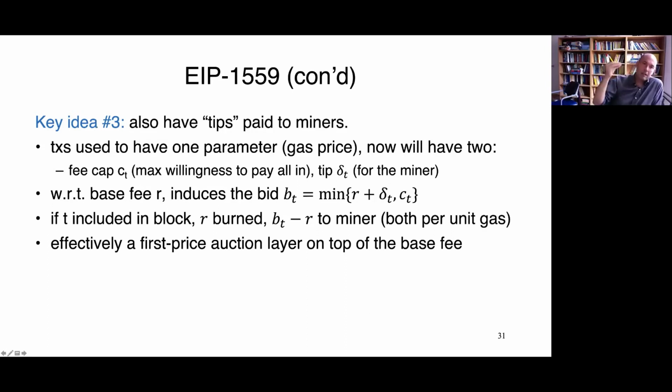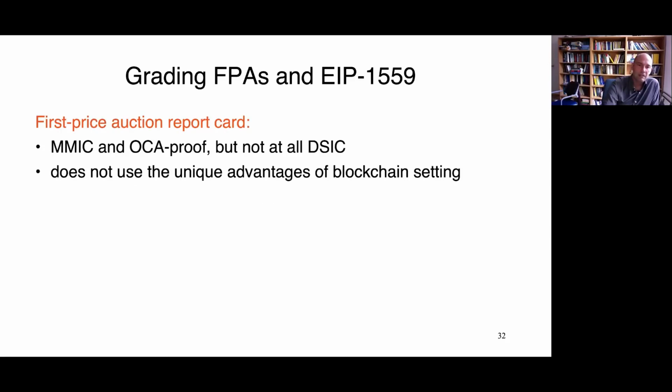So in effect, for a given base fee, a user is bidding either the base fee plus the extra tip it's willing to pay the miner, or its fee cap, whichever is smaller. Okay, so that's the bid induced by the choice of the fee cap and the tip with respect to a given base fee. And then as always, the revenue from the base fee, so the R, that gets burned. Whatever's left over, either the tip or the residue, is going to be directed to the miner. And again, I encourage you to think of this as a little mini first price auction layered on top of the base fee.